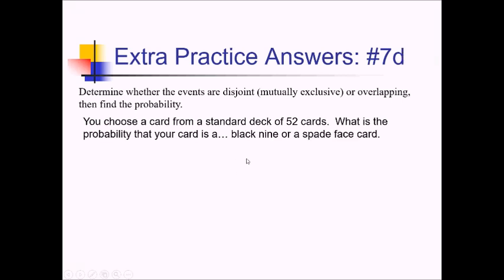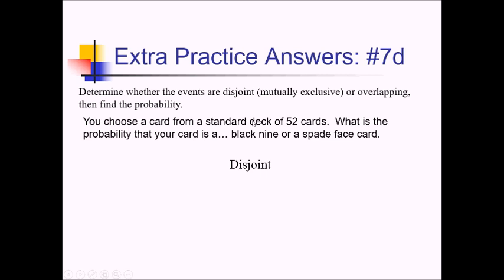For this last one, we're asking about the probability that a card is a black 9 or a spade face card. First off, are these disjoint or overlapping? Well, some black cards are spades. However, there are no 9s of any color that are face cards. A 9 is not a jack, a queen, or a king. So these are disjoint groups, which means we can find the probabilities individually and just add them together without worrying about any kind of overlap.